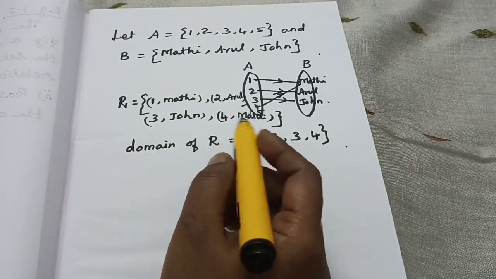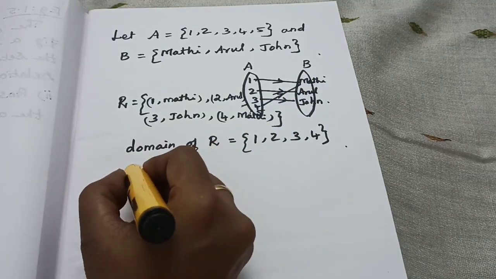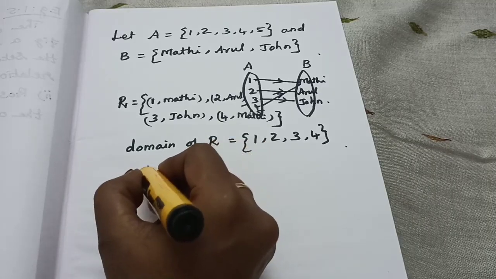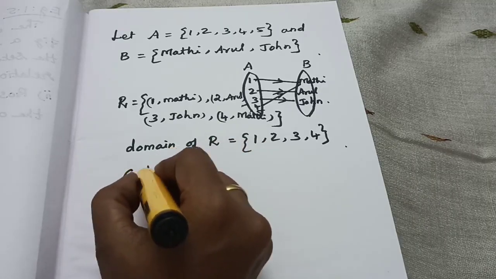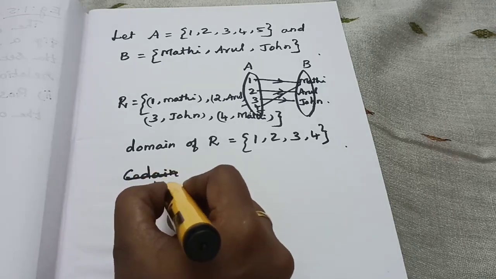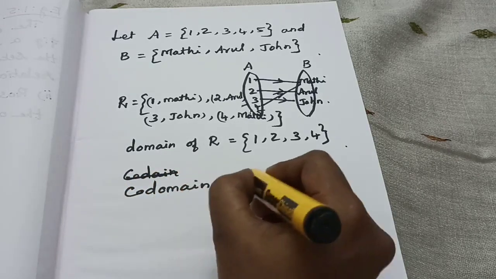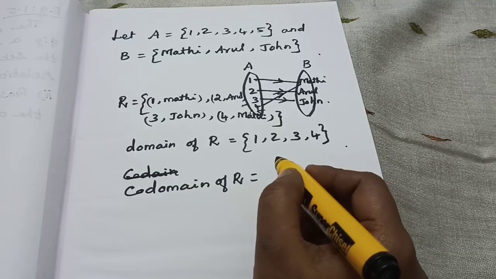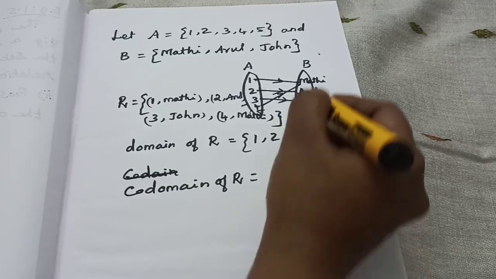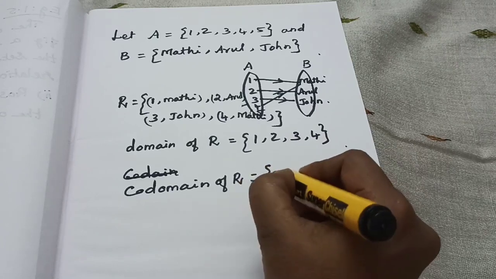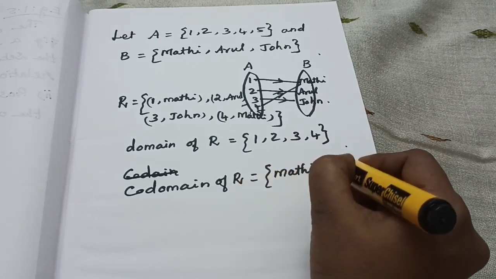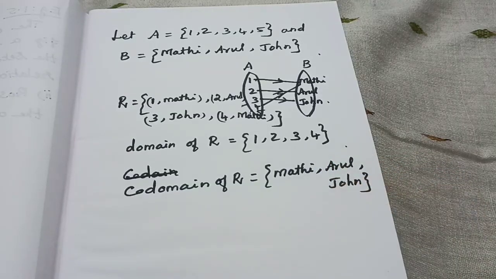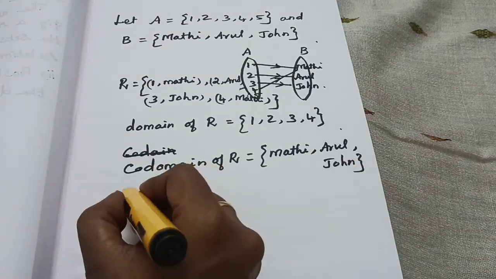Then another one, the range. How can we find out the codomain here? Codomain of R is equal to, which is the codomain? By definition, how can we write? Codomain of the relation R is the B values. Okay, the set of Madhi, Arul, John.